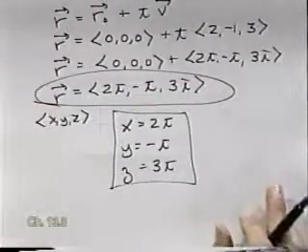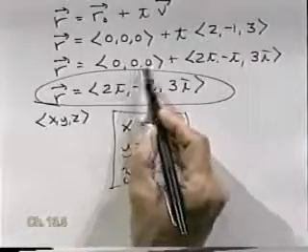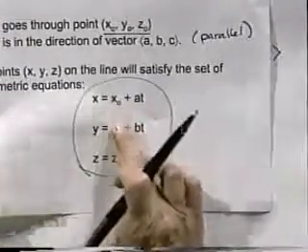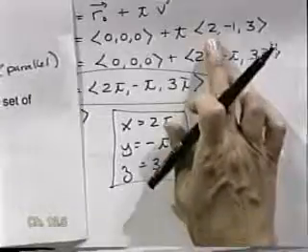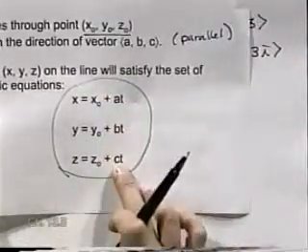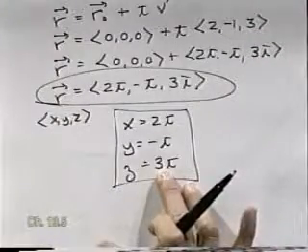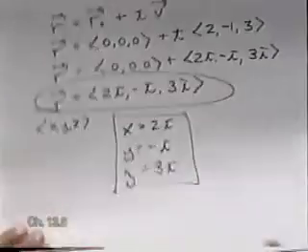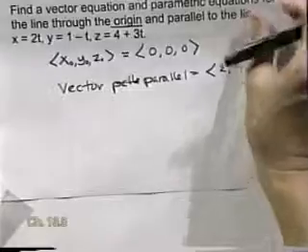Now I could have also instead said x naught, y naught, z naught is 0, 0, 0, so you could put 0, 0, 0 here, and then put 2, negative 1, 3 in for a, b, and c. You'd get the exact same equation. Okay, one more. Well, lots more than one more, but let's do the next one.